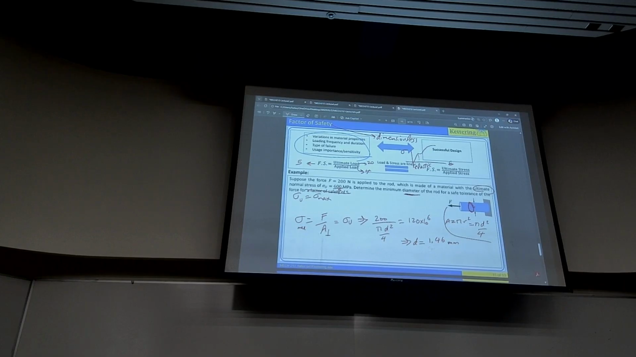Remember, the more the factor of safety, the thicker it should be, so that it can handle the load safer. So the only shortcut for factor of safety is you divide the ultimate value by the factor of safety. Everything else remains as before. All right, any question for me on factor of safety?